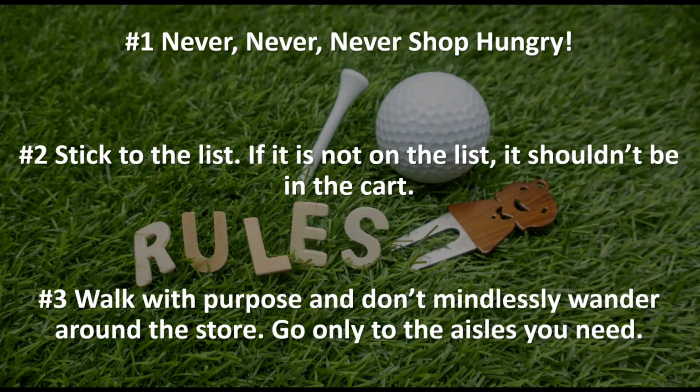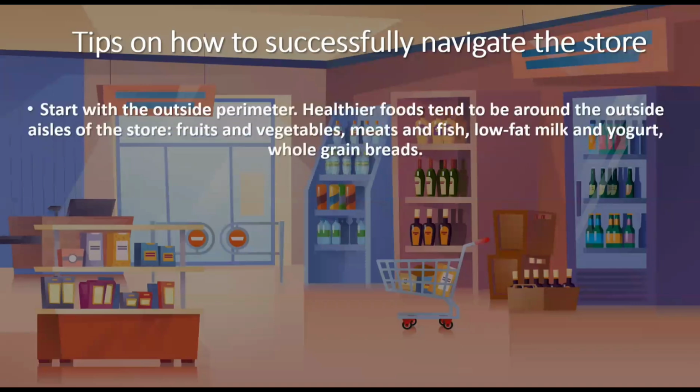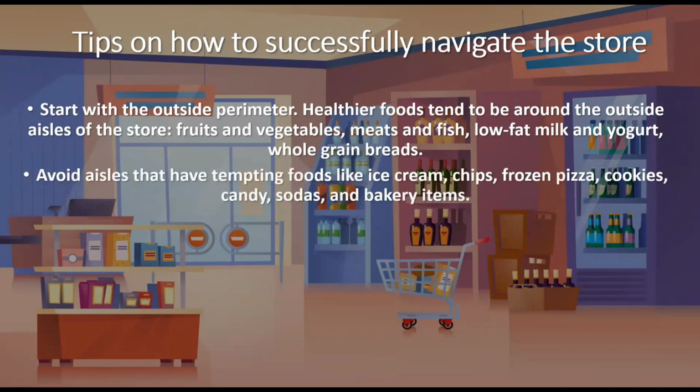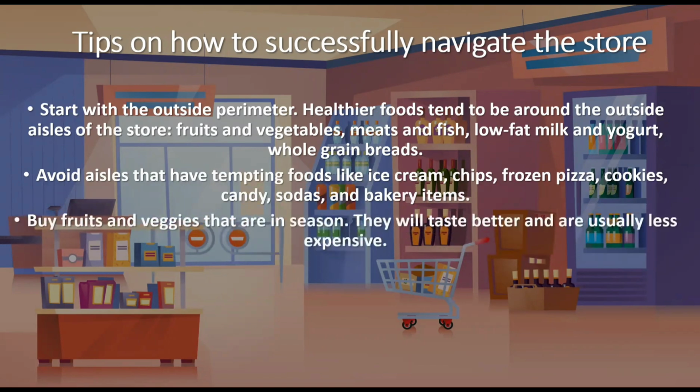Here are a few tips on how to successfully navigate the store. When you get to the store, start with the outside perimeter. Healthier foods tend to be around the outside aisles of the store. Fruits and vegetables, meats and fish, low-fat milk and yogurt, whole grain breads. Avoid aisles that have tempting foods like ice cream, chips, frozen pizza, cookies, candy, soda, and bakery items. They usually cost more than healthier foods.